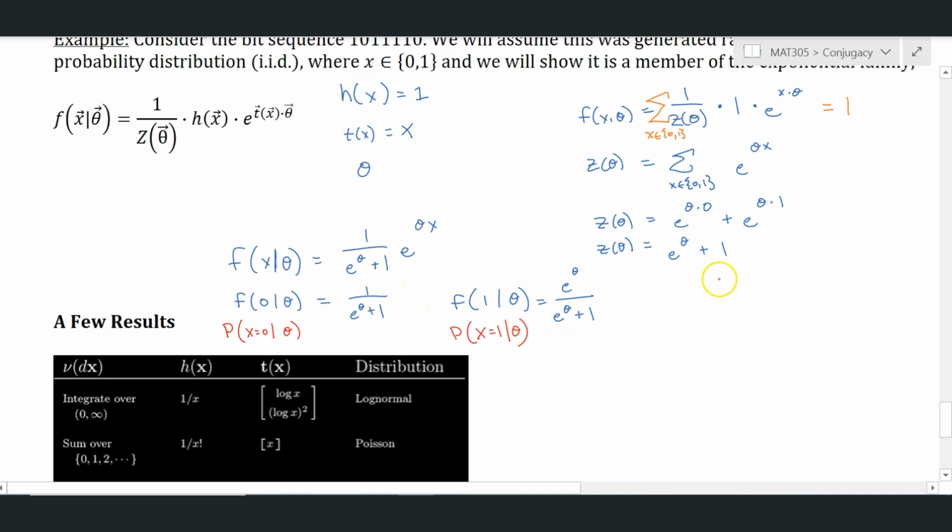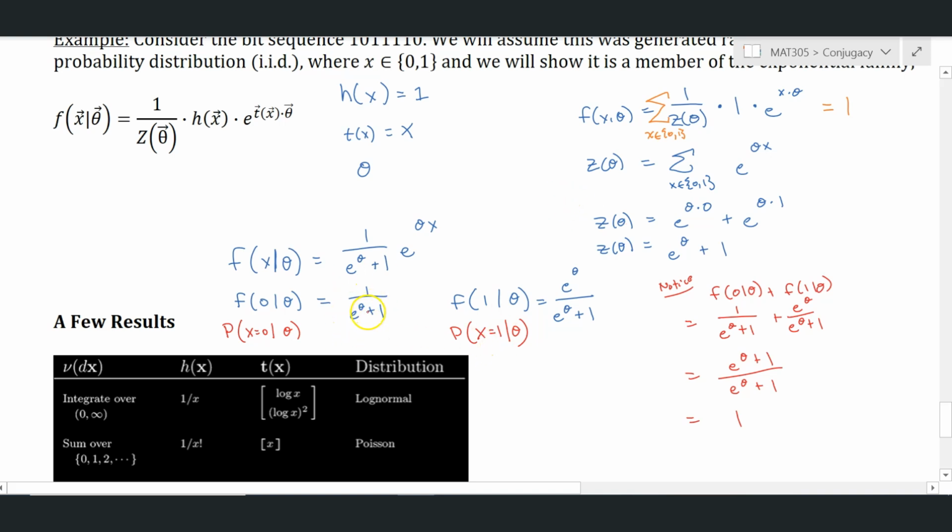Now notice that if you add f of 0 given theta plus f of 1 given theta, we forced the sum to equal 1, but just to verify, this will be 1 over e to the theta plus 1 plus e to the theta over e to the theta plus 1. When you add those together, you get e to the theta plus 1 in the numerator and e to the theta plus 1 in the denominator. Those cancel out and give us 1, which is exactly how we picked z of theta. That's a great check to make sure it worked out.